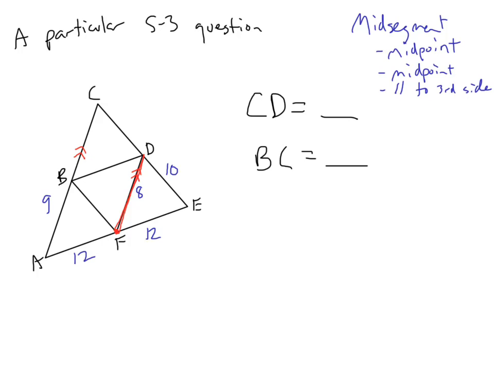So if DF is a mid-segment, then D is a midpoint as well, which should help you answer one of the questions. If D is a midpoint, then what's the length of CD? 10.